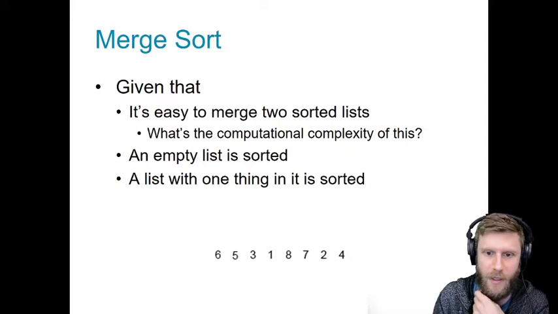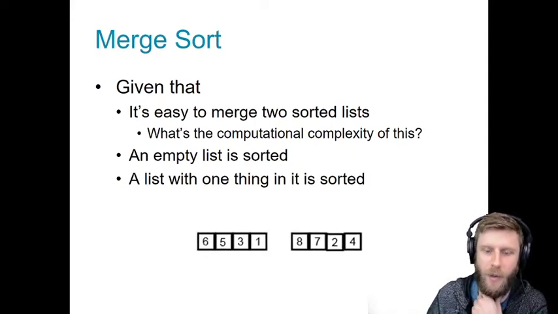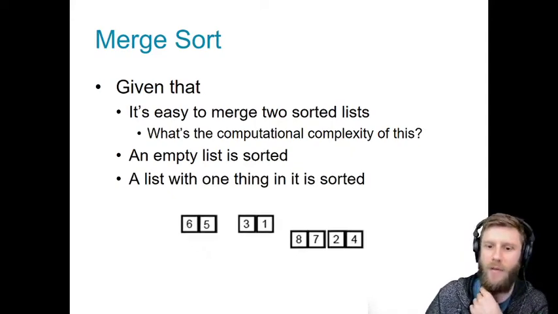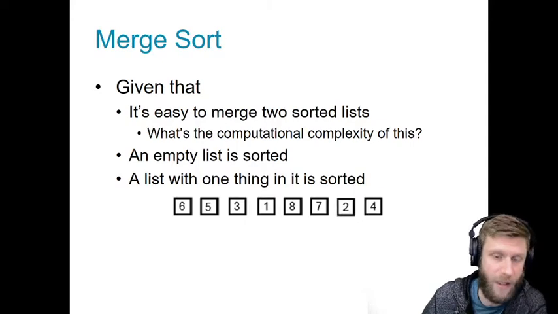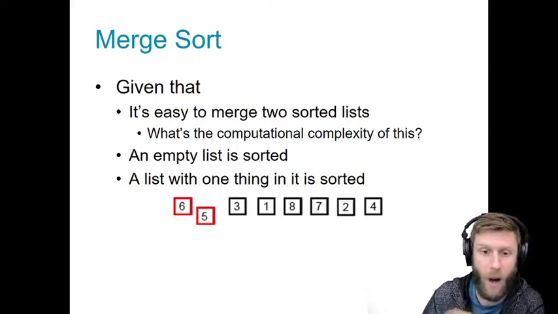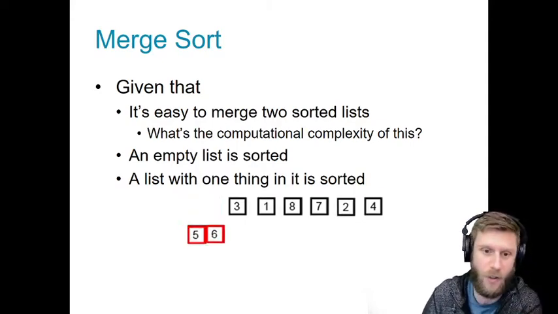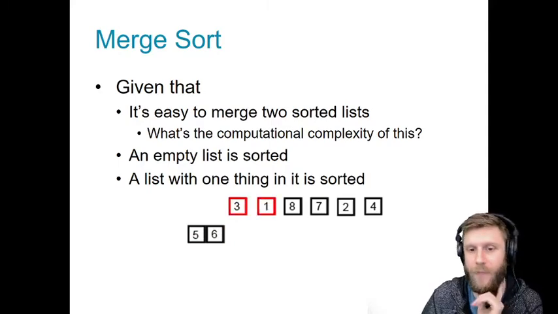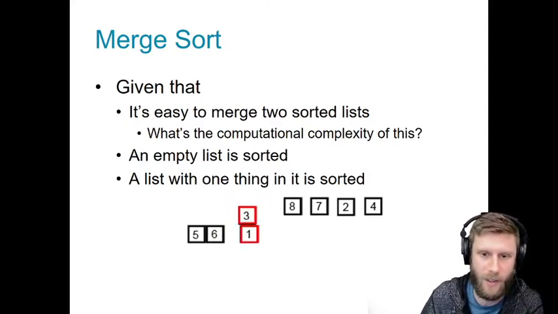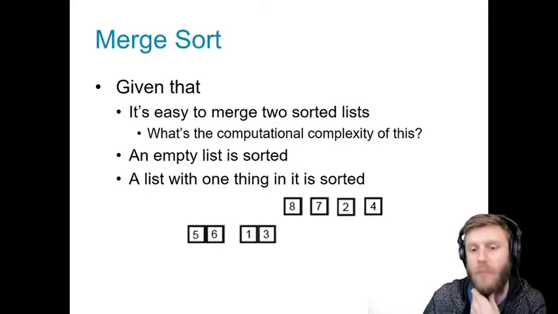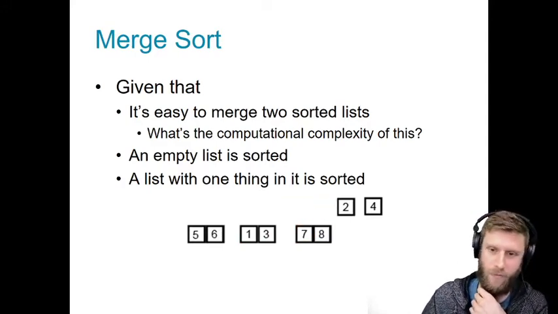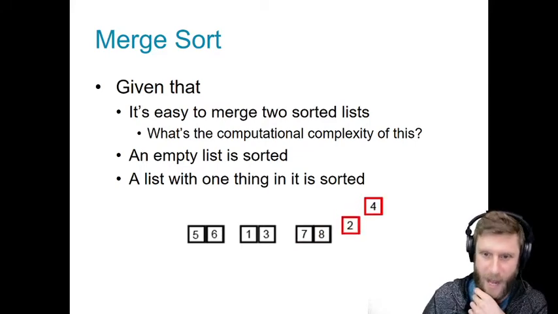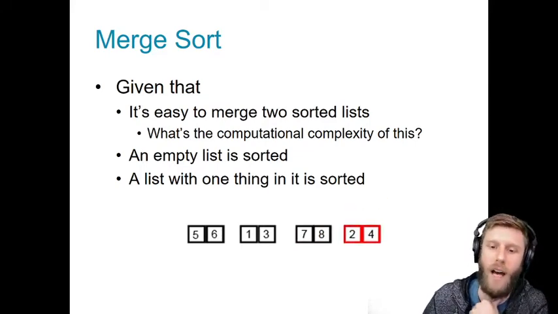So let's see if this is starting. Okay, perfect. Here's merge sort. Split in half. Split them in half again. Split them in half again. Now we have eight lists of size one instead of one list of size eight. But hold on, all of these things are sorted lists, so just do the merge algorithm. That was linear time. That was linear time. That's linear time. And that's linear time.